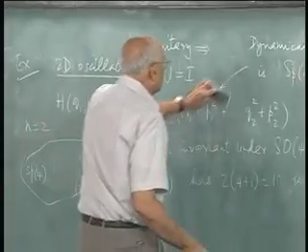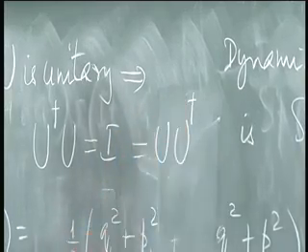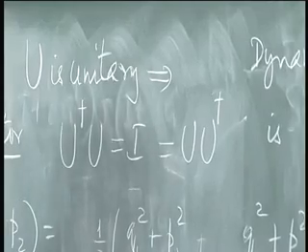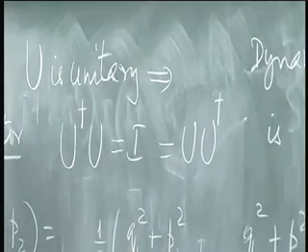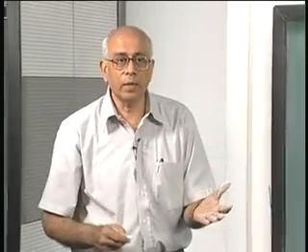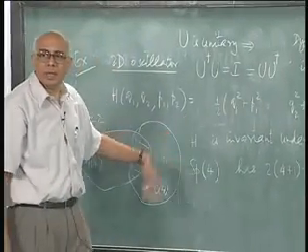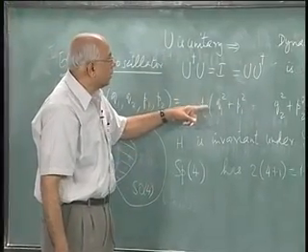Is this also true? For finite dimensional matrices this is true, because the left inverse is equal to the right inverse for finite dimensional matrices, but if these are infinite dimensional matrices then there is no guarantee that U dagger U equal to I implies U U dagger equal to I, does not imply that at all, but we are concerned with finite matrices, so it does not matter, finite dimensional matrices.